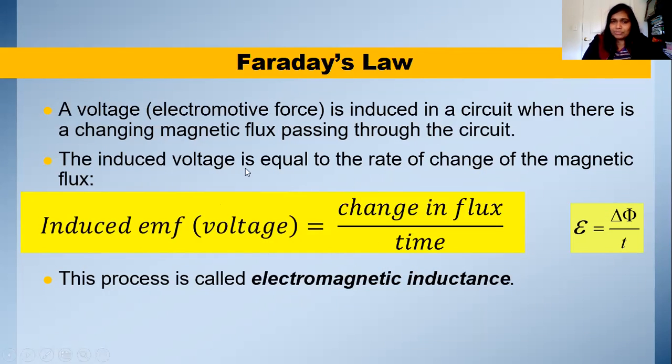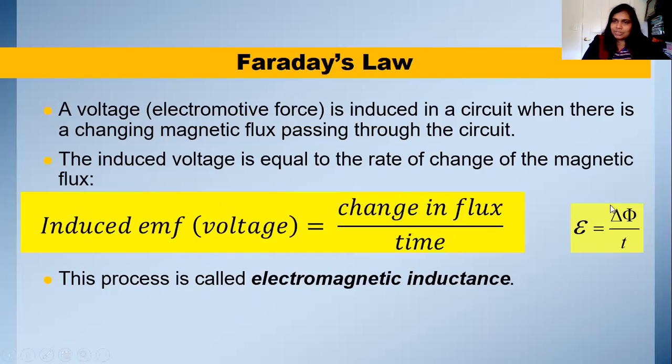Now, you might get confused with these wordings, but look at this equation. It's changing flux over time. So you are dividing something by time. So we are basically calculating a rate of change, right? So we call this the rate of change of the value in the numerator. So it is the rate of change in flux, okay?